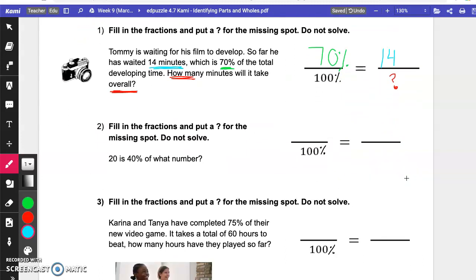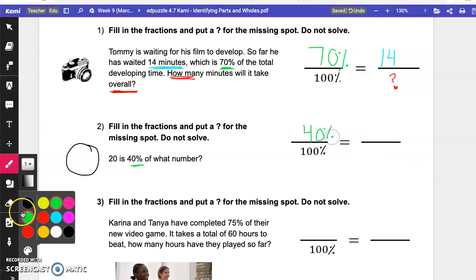Fill in the fractions, put a question mark for the missing spot, don't solve. Not yet. And this is straight math. They don't give us a story to kind of help us. So we are looking at this, and in my head, I think of it as pizza, to be really honest. So I'm going to draw a pizza. If you are watching with me right now, please draw the same pizza. It says 20 is 40% of what number? Okay, let me back up. 40% immediately. I'm going to write that down. 40%.